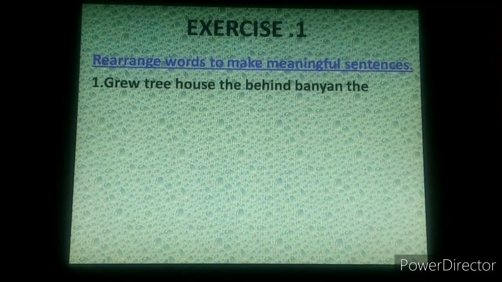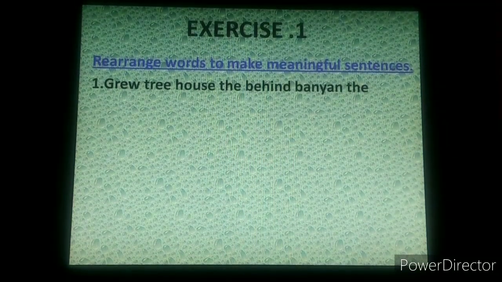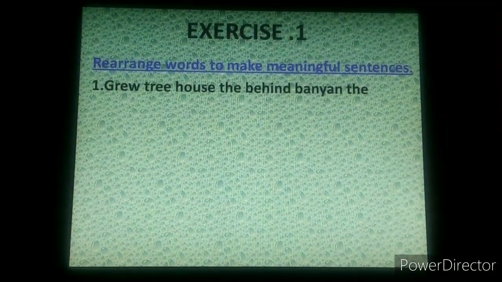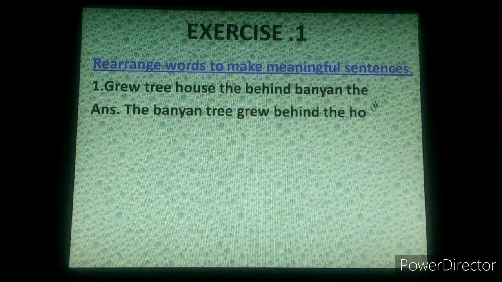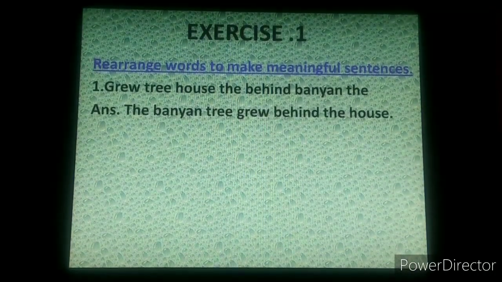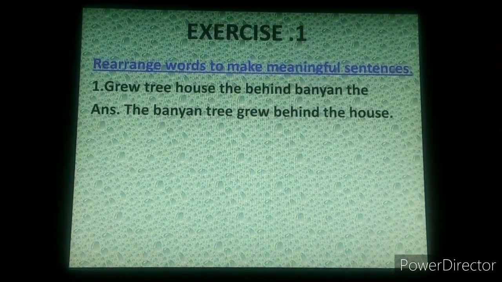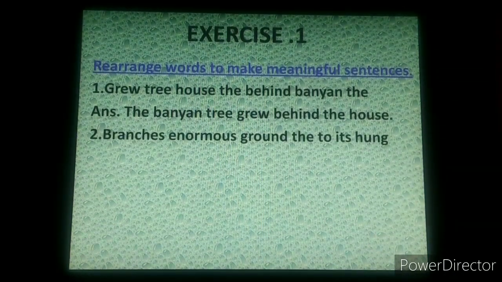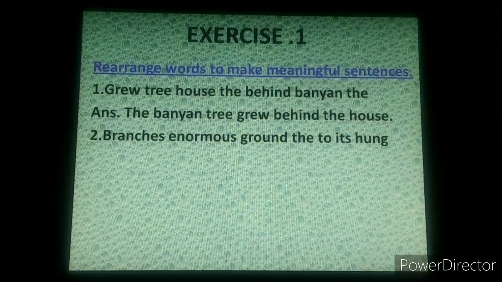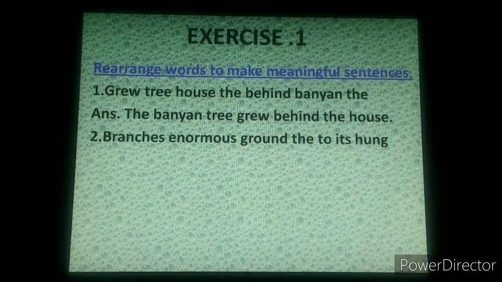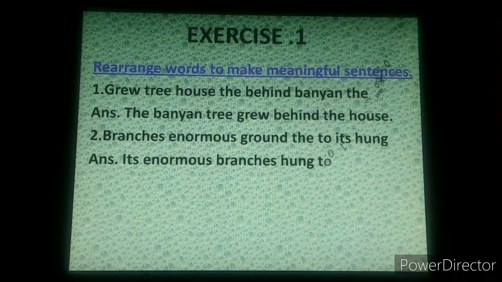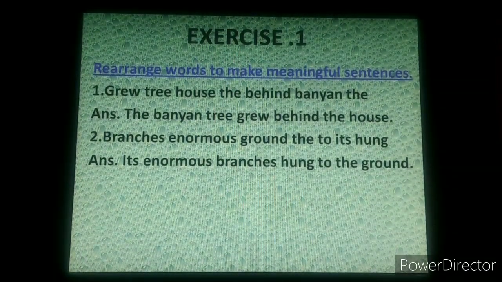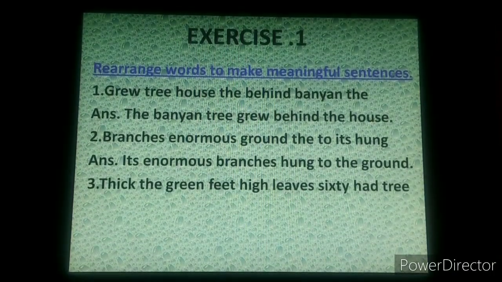The first one, grew tree house the behind banyan. Are you getting any meaning out of this sentence? No. So we have to arrange the words in such a way that we will get a meaningful sentence. So I am arranging in this way. The banyan tree grew behind the house. Second, branches enormous ground the to its hung. So its answer will be its enormous branches hung to the ground.